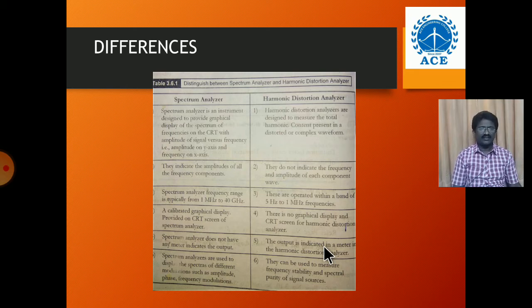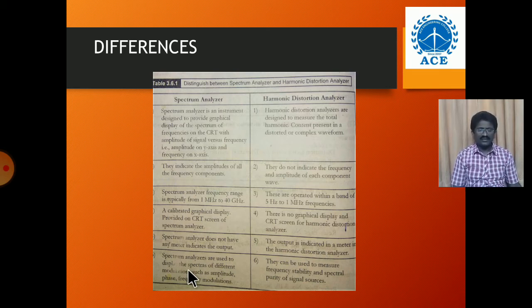These analyzers are a combination of a tuned circuit and a rectifier circuit, and the rectifier circuit has one meter also. By changing the fundamental frequency with the help of the tuned circuit, you can observe variation in the rectifier circuit, because the rectifier has a meter. With the help of that meter, you can observe the output of the analyzer.